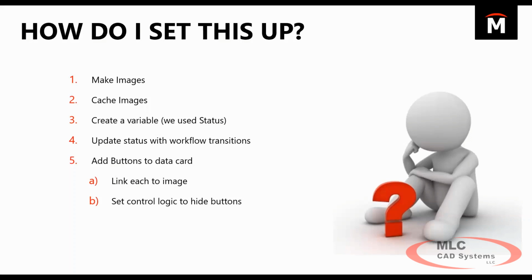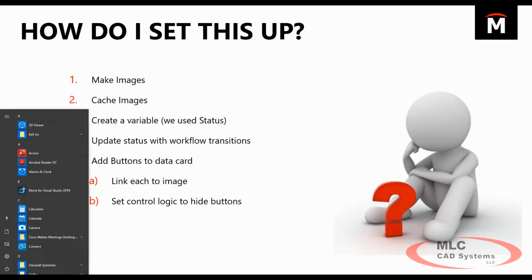The next thing that we need to do is create a variable. And in my case here, I've created a variable called status. The variable itself is going to update as the files go through the workflow transition. So the status of the file will change. And then I'm using a button on my data card, and I'm using control logic to, actually I have multiple buttons, but I'm using control logic to turn on and off the buttons so that the right image is displayed for the workflow state that the file is in.